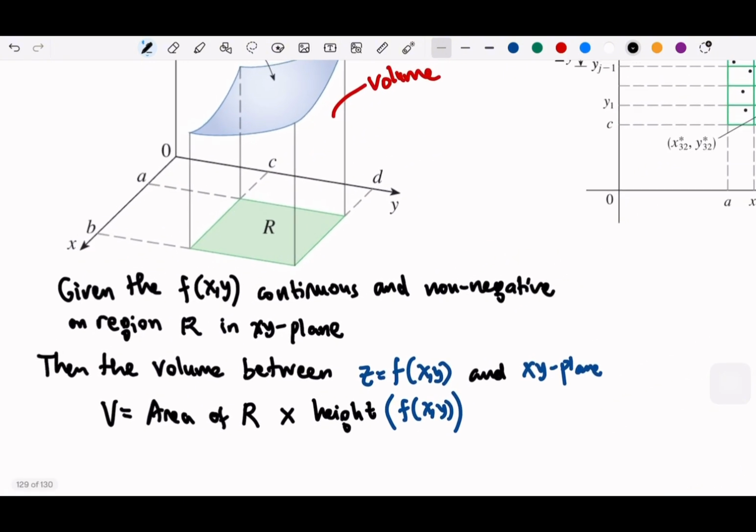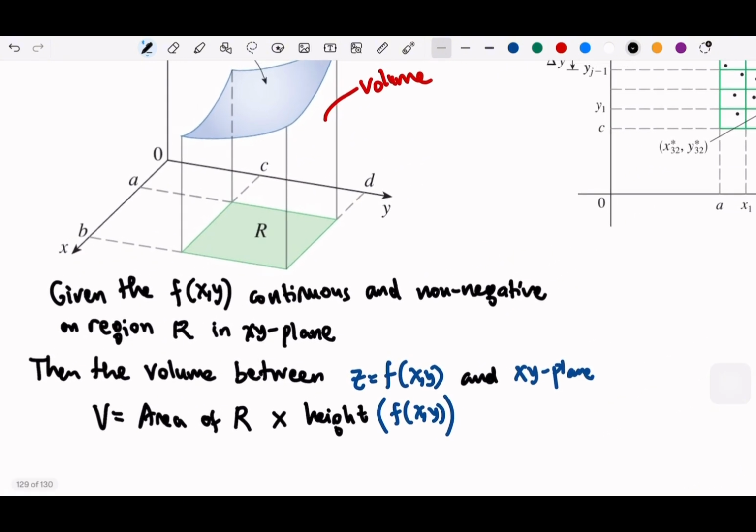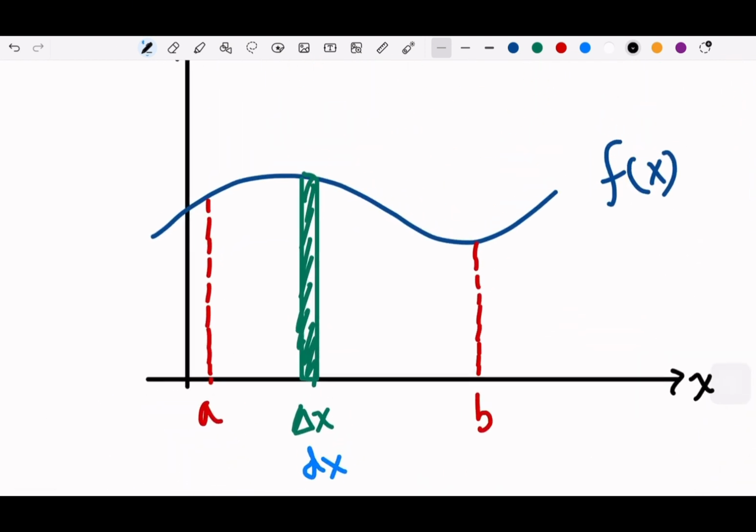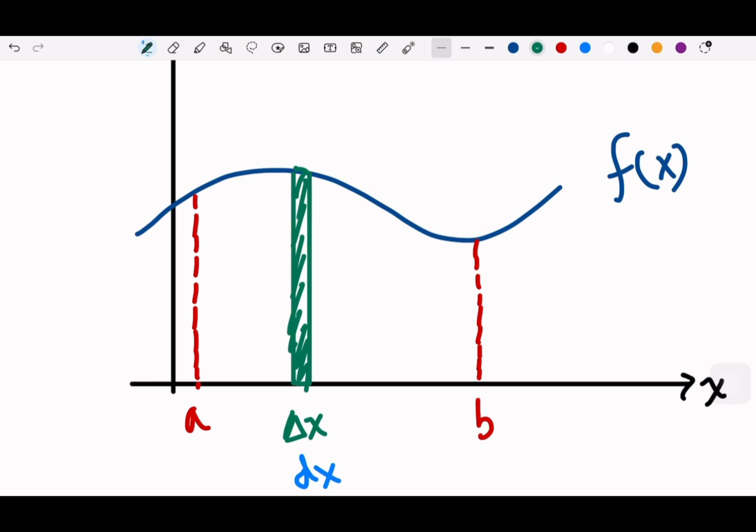Suppose that the area of R is getting the same treatment as in calculus 1 when we did this. So we have, it's actually a lot of cutting here, right?